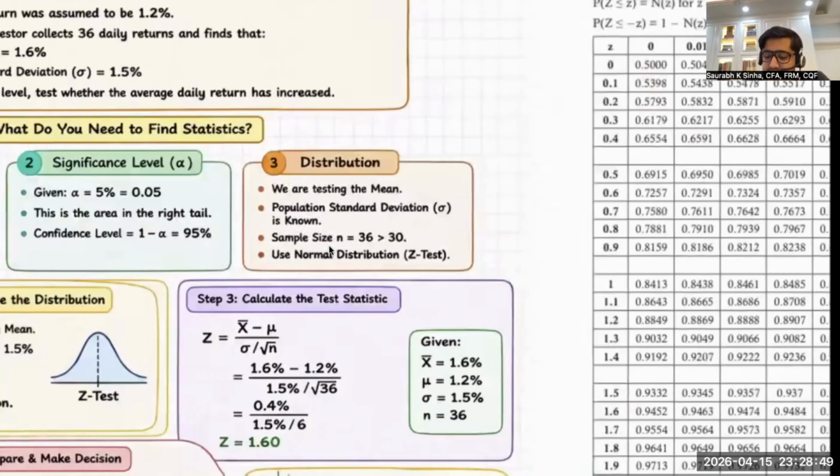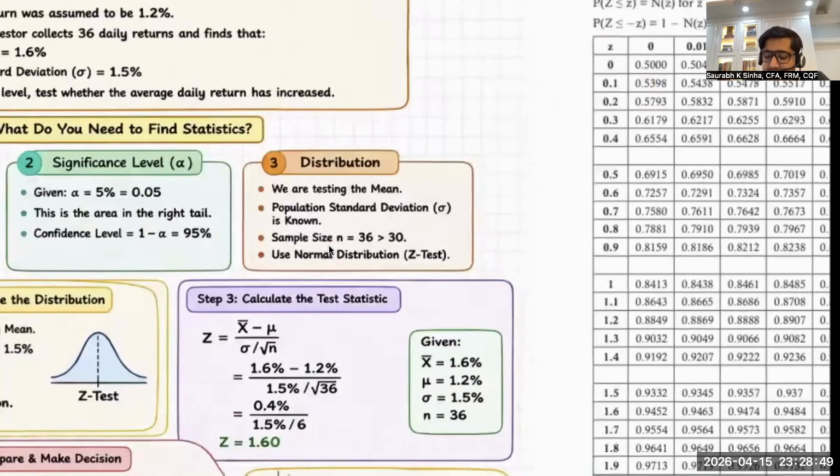We have a value which is 1.60. 1.60 falls in this region, right? This is the test statistic that we have calculated, 1.60. Let's write 1.60. So we can say that we have calculated the test statistic and the test statistic falls in the acceptance region, or we can say that we fail to reject the null hypothesis.